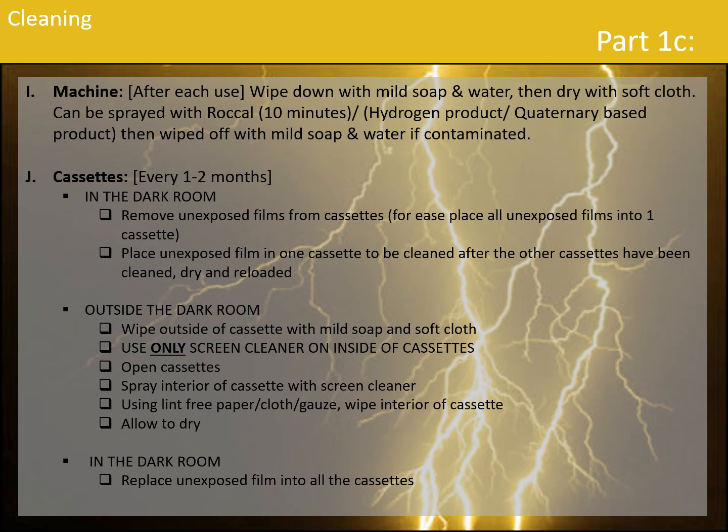Outside the darkroom, wipe the outside of the cassette with mild soap and a soft cloth. Use only screen cleaner on the inside of the cassettes. Open cassettes, spray the interior of the cassette with the screen cleaner. Use a lint-free paper or cloth or gauze. Wipe the interior of the cassette. Allow to dry open. Back in the darkroom, replace the unexposed film into all the cassettes. Repeat the process for the cassette that you used to store all the cassettes if you chose to use that.